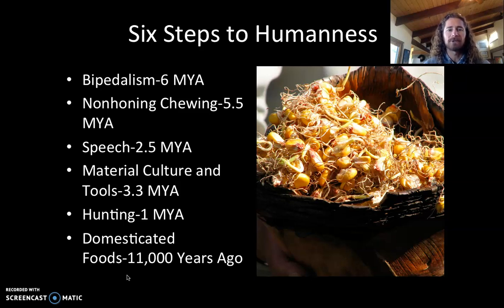Speech at 2.5 million years ago, so our Homo erectus and Homo habilis ancestors look like they had speech. They have every indication in terms of skull, brain capacity, and physiology in the neck and throat. Material culture: Australopithecines actually develop rudimentary stone tools. And when I say rudimentary, I don't mean that in a bad way.